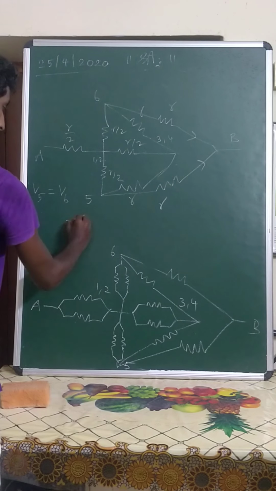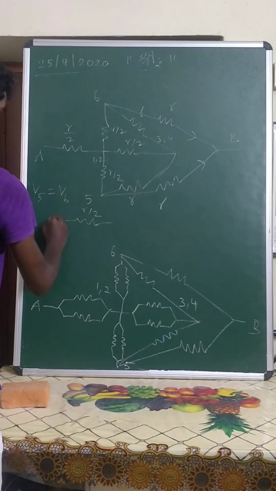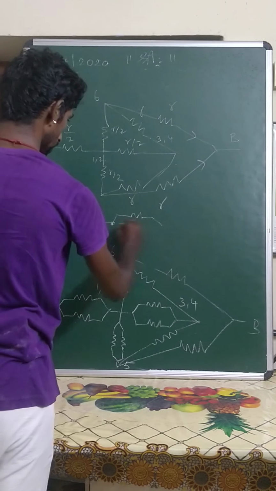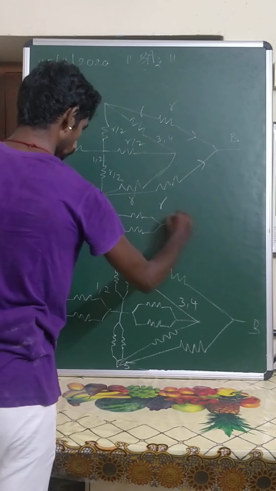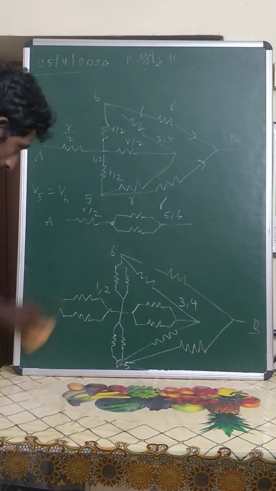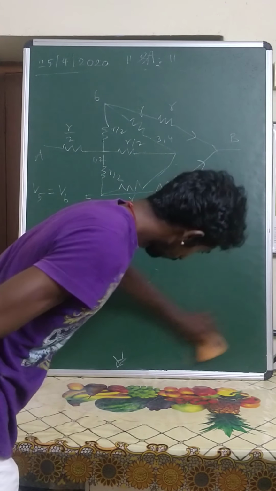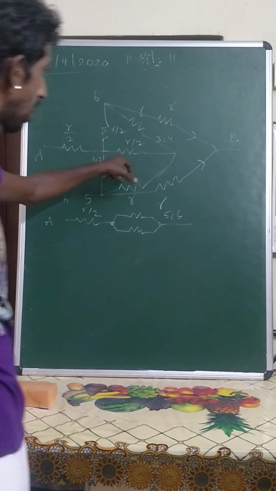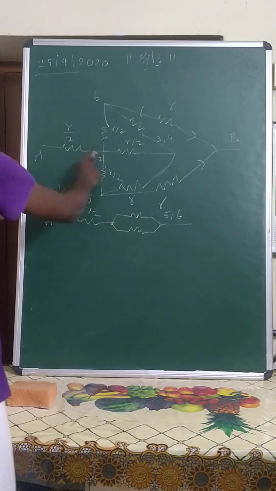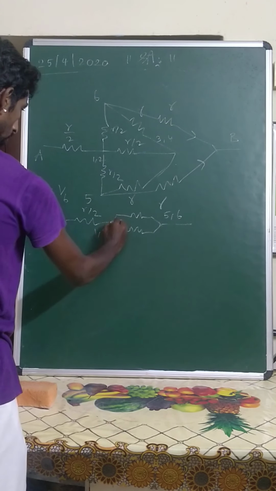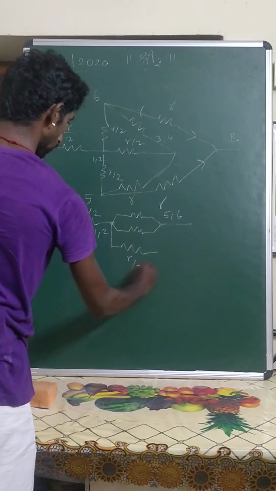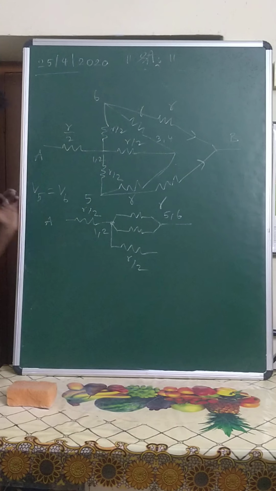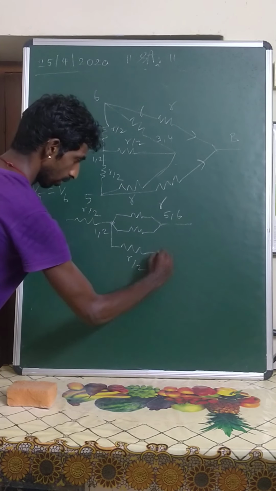So I can simplify this as R by 2. Then from here it is connected to 5, connected to 6, both having the same potential. And we have another R by 2 from this 1, 2. This 1, 2 is connected to R by 2. That R by 2 is connected to 5 and 6, same potential. From 3, 4, this is 3, 4. It is connected.